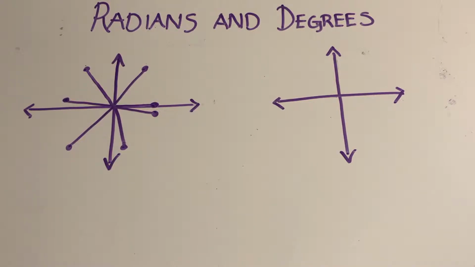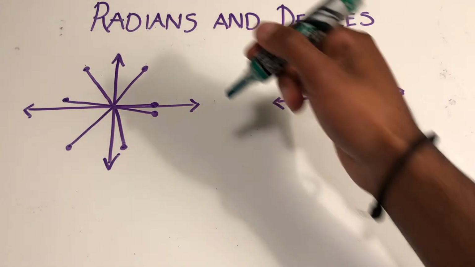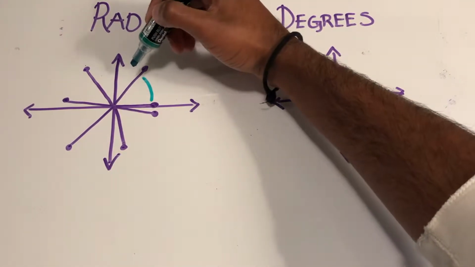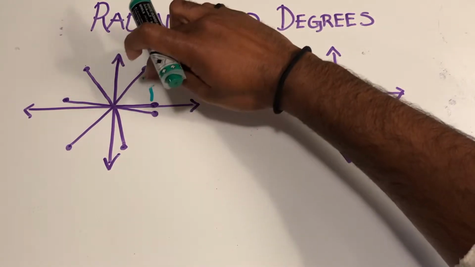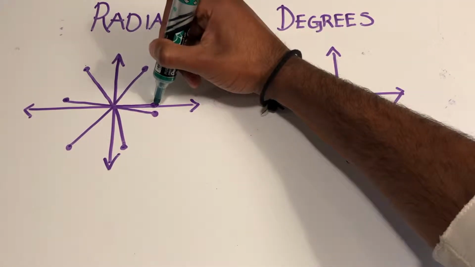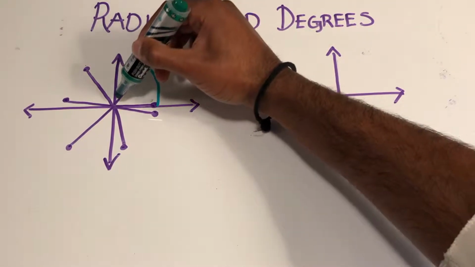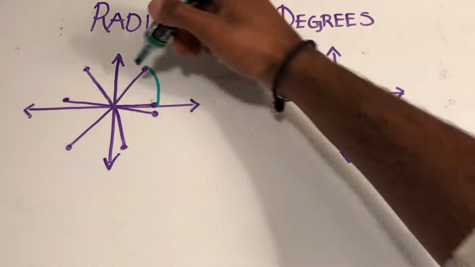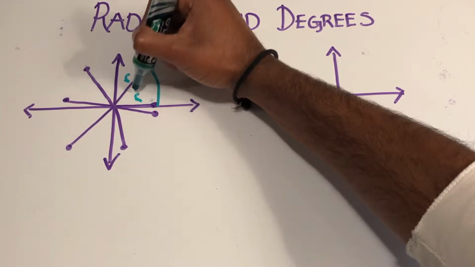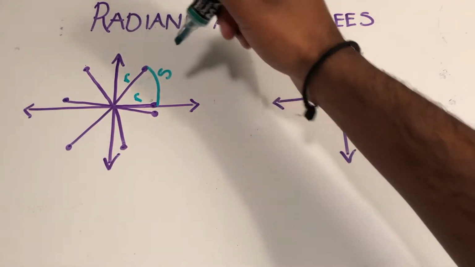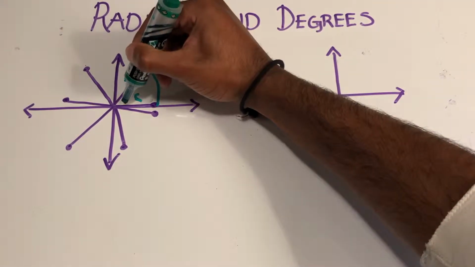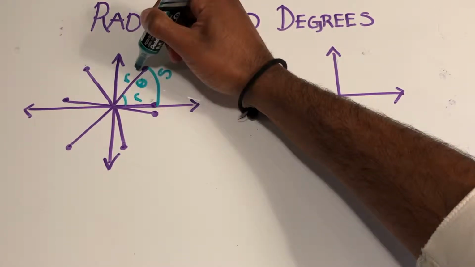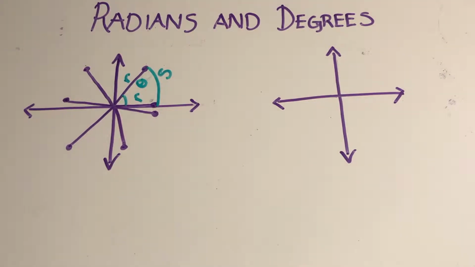Now let's say we have an arc, say right here. An arc is basically the curve that connects those 2 points right here, and then we have 2 radii sticking out from the origin. Let's say that this is R and this is R here, and then this is S, which is the arc length. This is the angle that is between R here and R here.